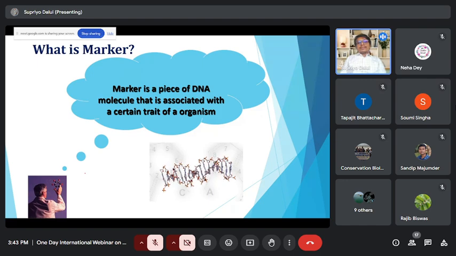So যখন কোনো ওয়াইল্ড লাইফ আমরা স্টাডি করবো জেনেটিক দিক থেকে, তো কিভাবে করা শুরু করব? So for that we have different kinds of molecular markers. So a marker is a piece of DNA molecule that is associated with a certain trait of an organism.